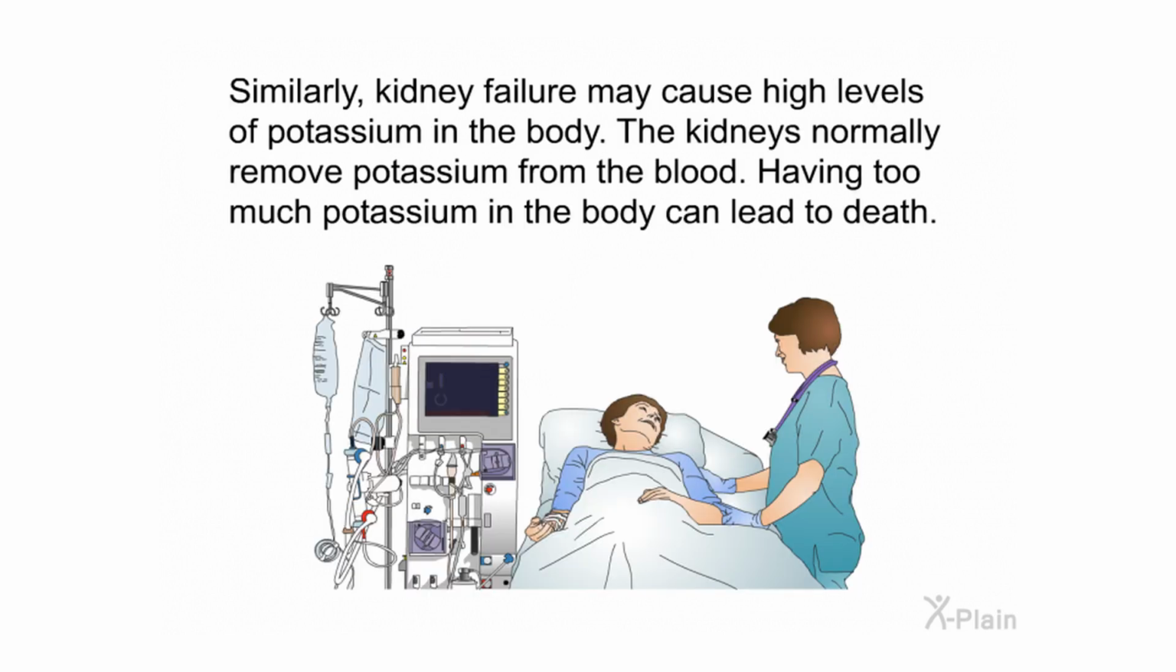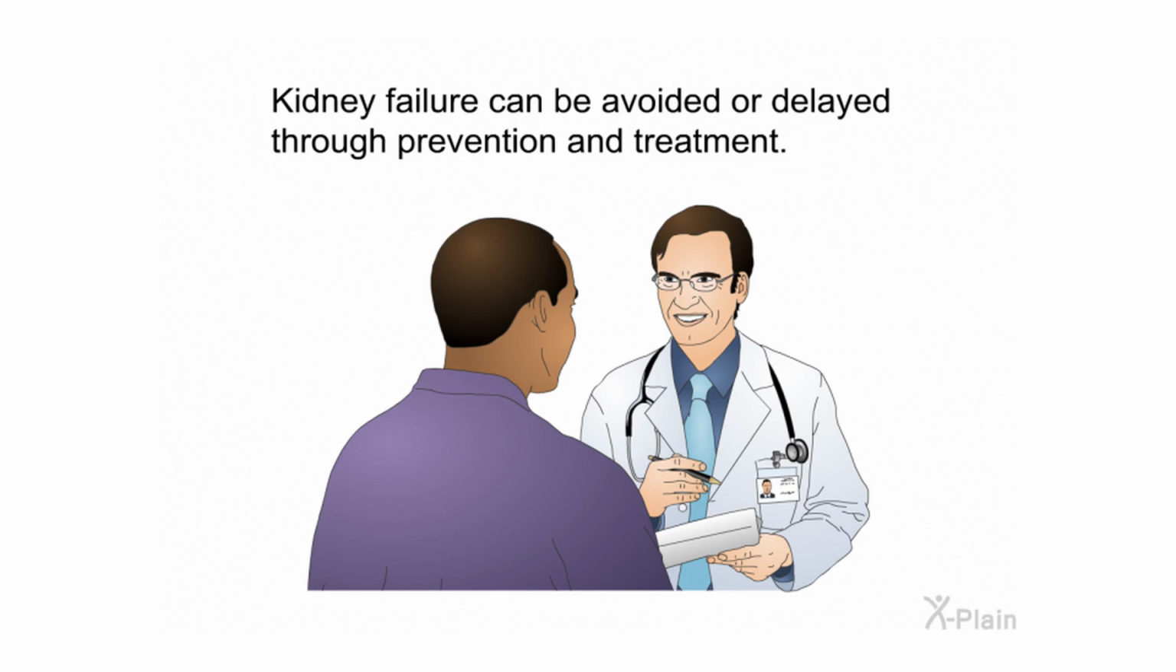Similarly, kidney failure may cause high levels of potassium in the body. The kidneys normally remove potassium from the blood. Having too much potassium in the body can lead to death. Kidney failure can be avoided or delayed through prevention and treatment.